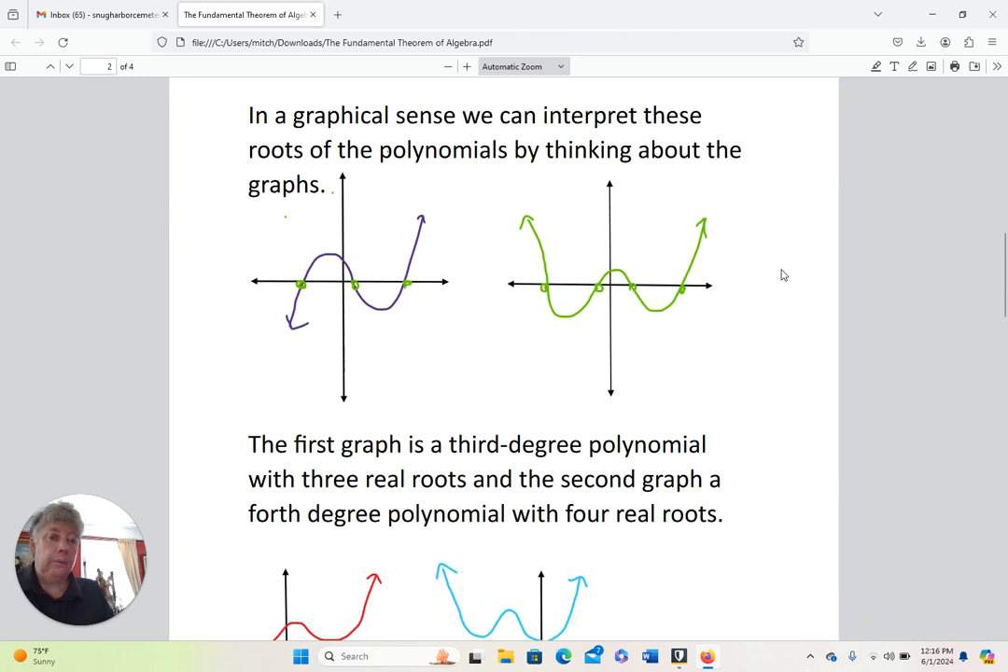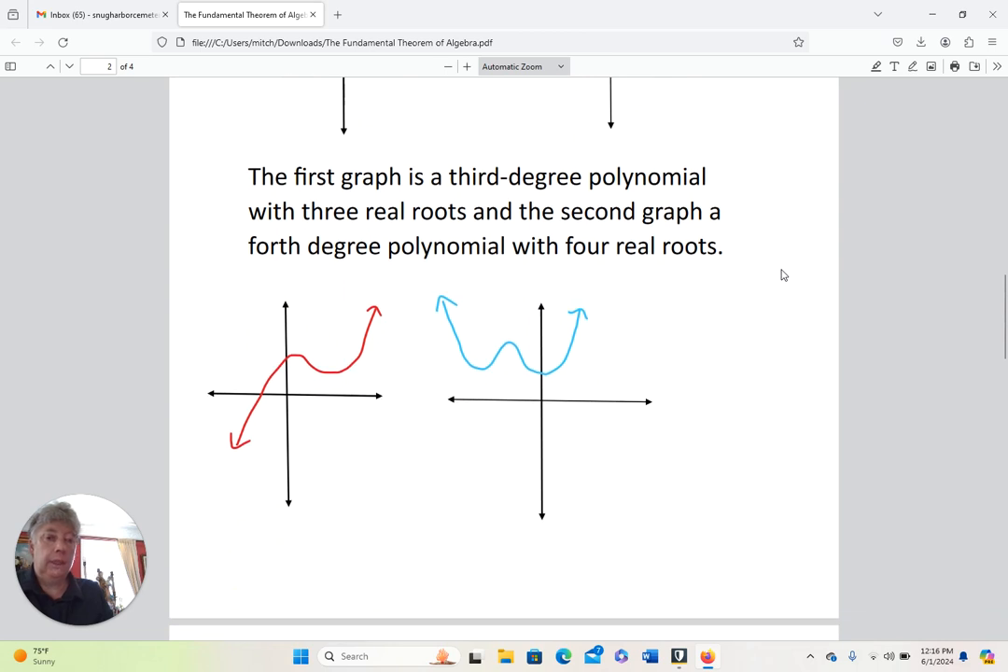Now, if we go down and look at these two graphs here, according to Gauss's theorem, the fundamental theorem of algebra, that first cubic will also have 3 roots, even though it only crosses the x-axis one time. The answer to that is that 2 of the roots are actually complex. And if we look at the fourth degree polynomial, it doesn't have any real roots, but it's assured to have at least 4 complex roots.